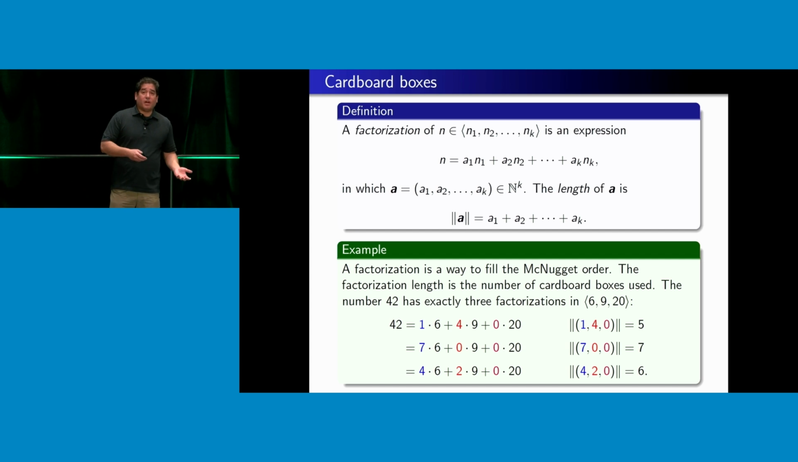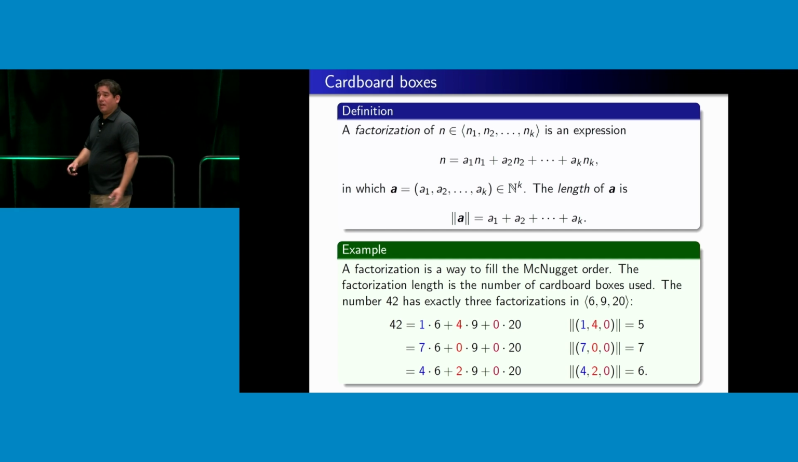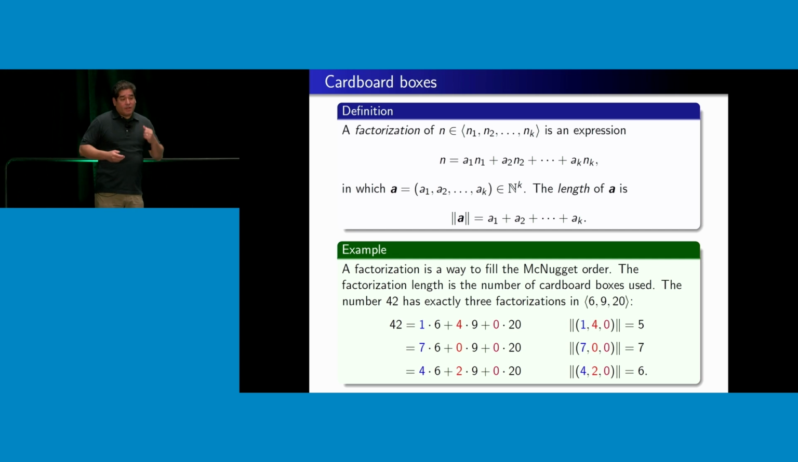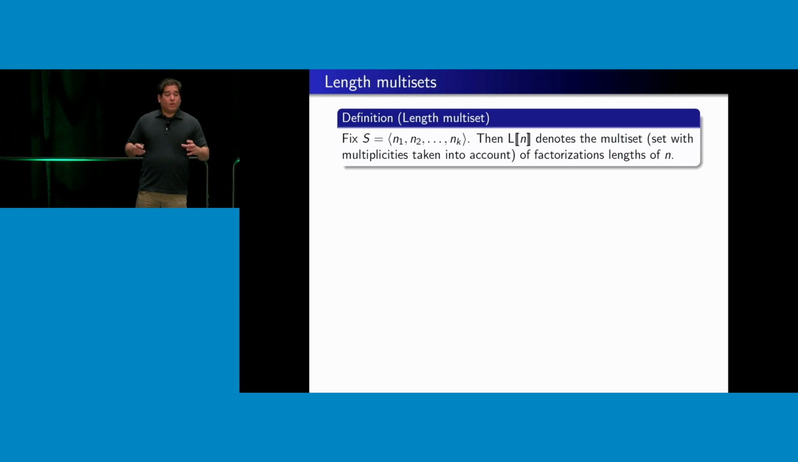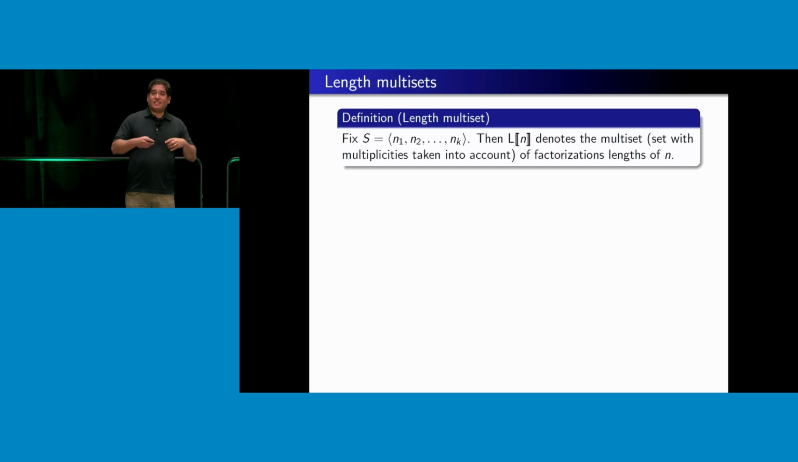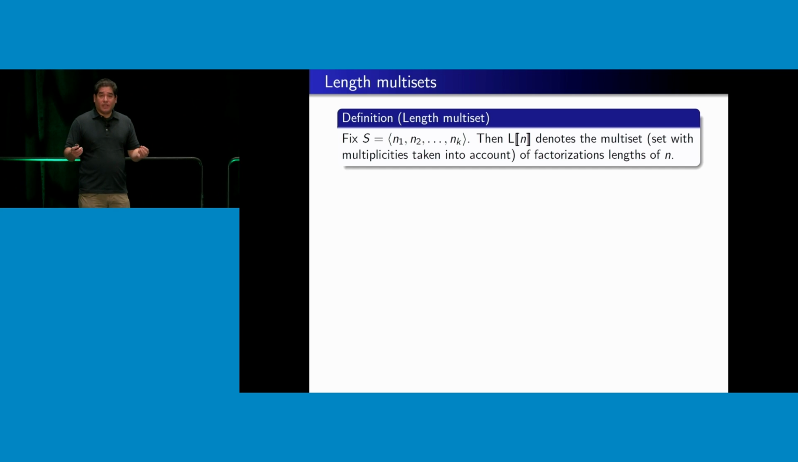Similarly, you might take the more natural approach and say, well, 42 is 7 times 6. So I'm just going to use 7 boxes of 6, no boxes of 9, no boxes of 20. Gives me my factorization vector (7, 0, 0). Factorization length of 7 because 7 boxes used in total. So what I want to do is study these factorization lengths in a sort of broader, larger scale.